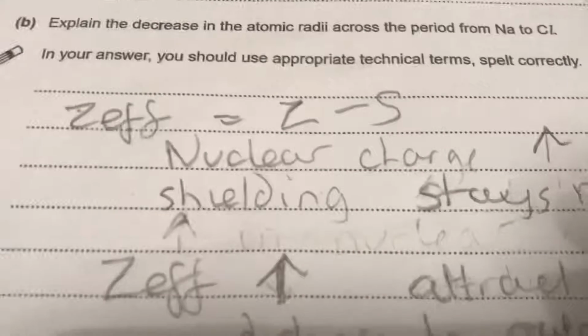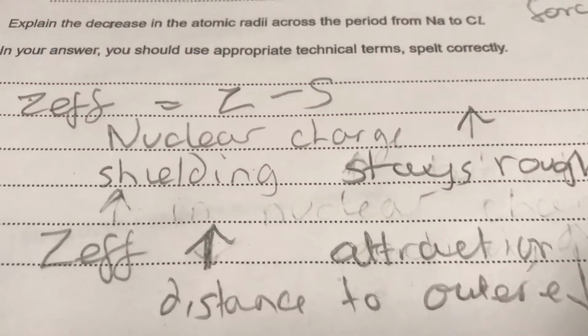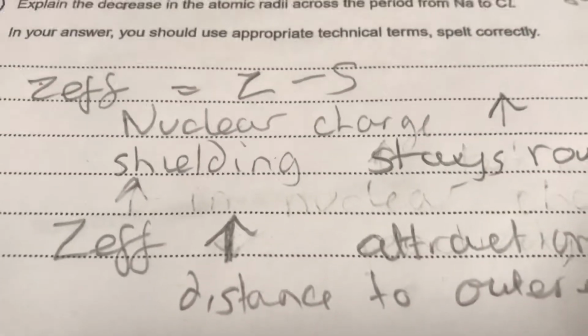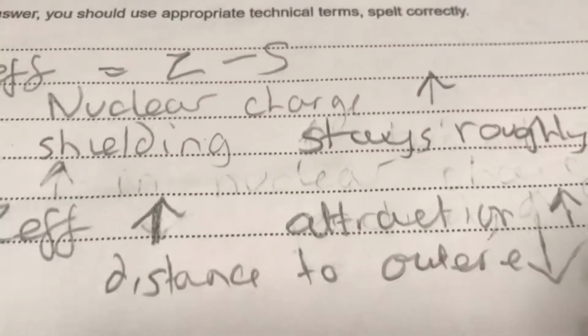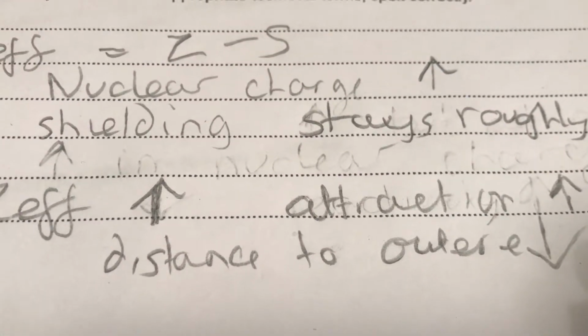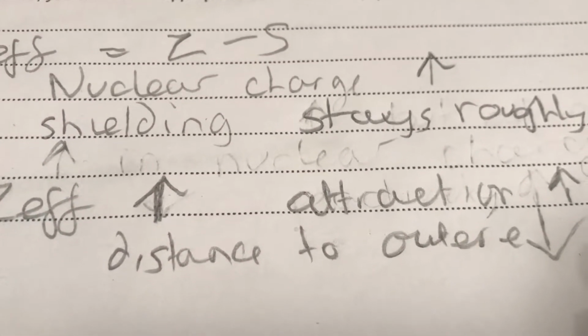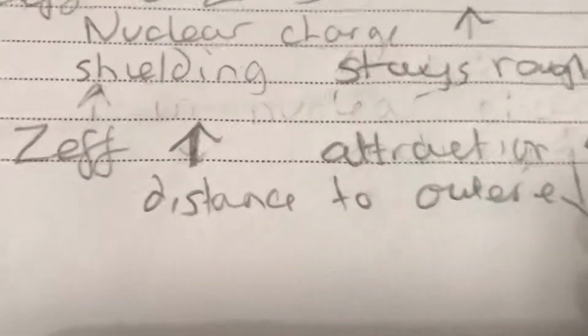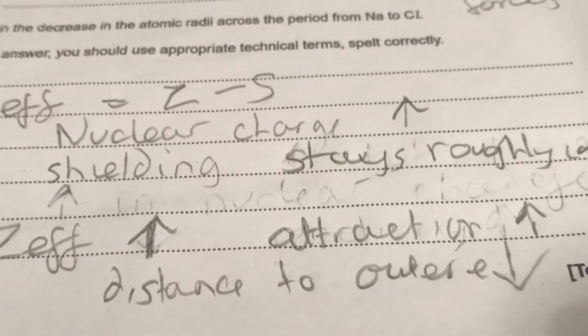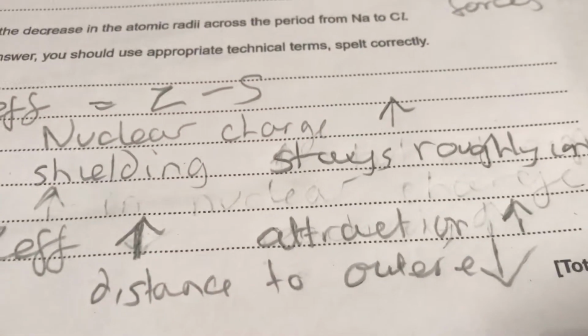For the atomic radius, again we're talking about periodicity, so again we're talking about effective nuclear charge. Again the nuclear charge increases, the shielding stays roughly the same, and therefore the attraction increases as the effective nuclear charge increases, and if the attraction increases, the distance to the outer electron is going to decrease, and therefore the radius is going to decrease.